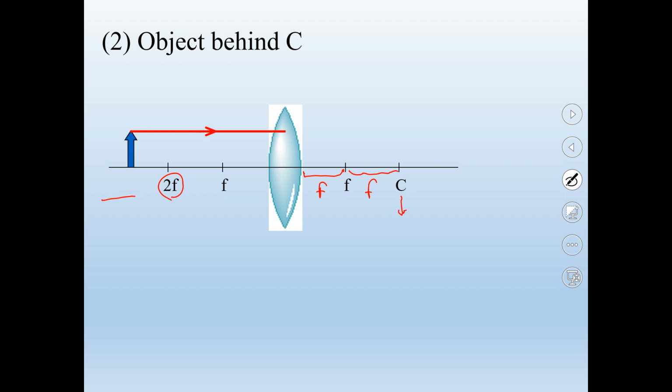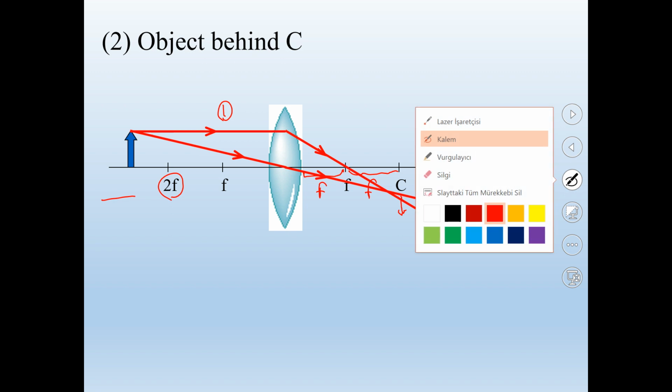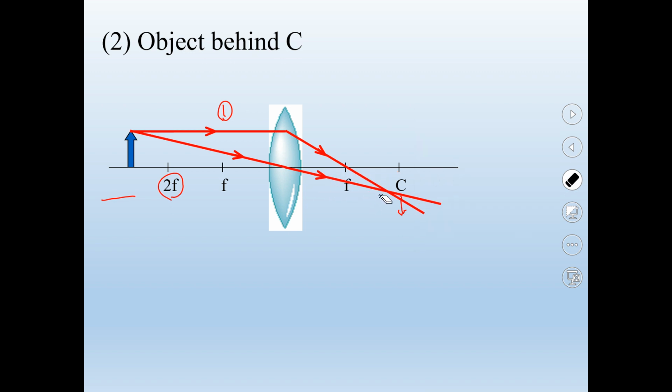Firstly, we send some special rays. The first special ray comes parallel to the principal axis. After refraction, it passes through the focus point, and this is the first light ray. Secondly, we send a ray to the optical center. You know, if any light ray is directed to the optical center, it passes directly. Look at this. The point where the two refracted rays connect is between the focus point and the center point. Now we can draw the image.